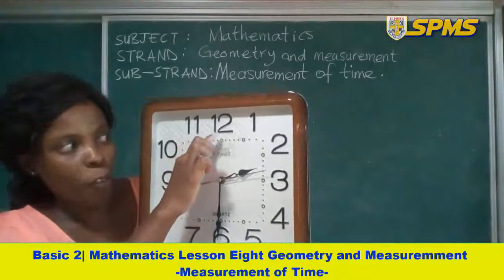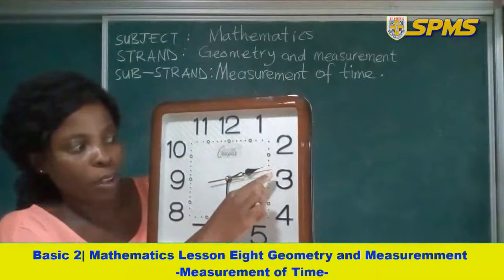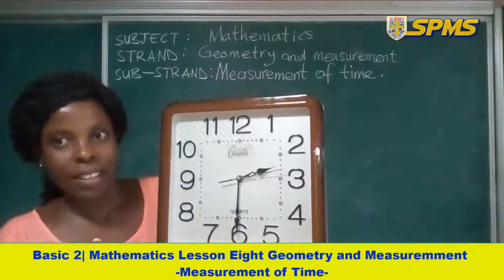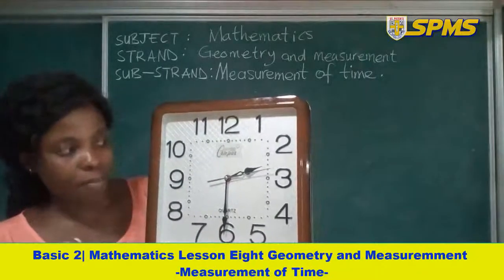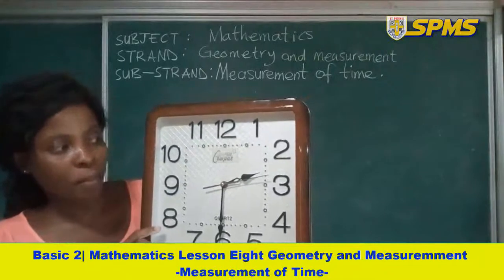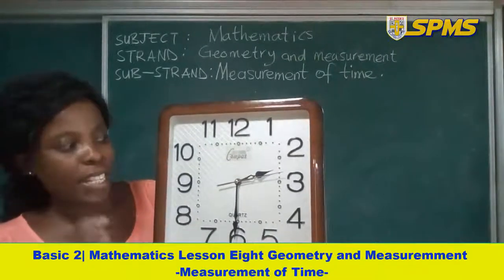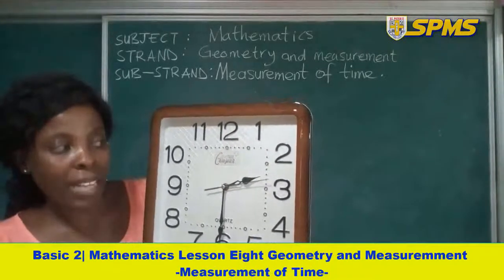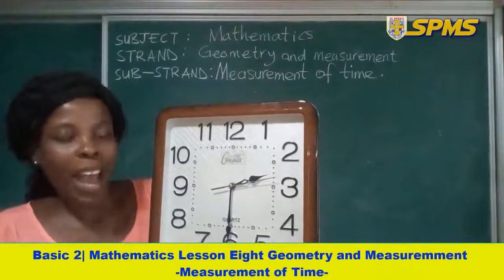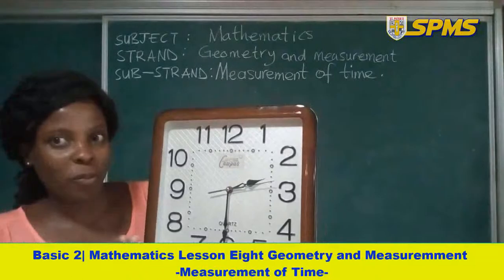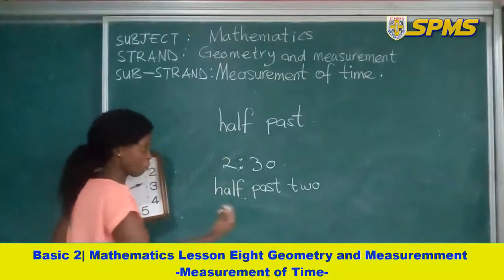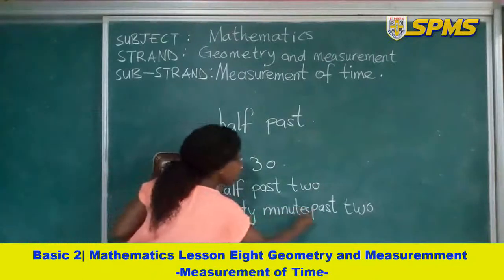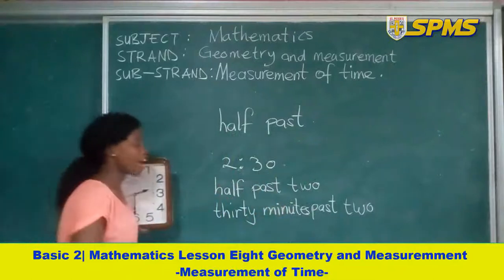The minute hand moves from 12. 1, 2, 3. A quarter is gone. 4, 5, 6. Making 30 minutes. So how can you tell the time? The time is 2:30 or 30 minutes past 2 or half past 2. 2:30 or 30 minutes past 2. Half past 2.